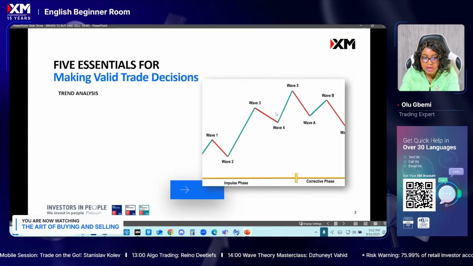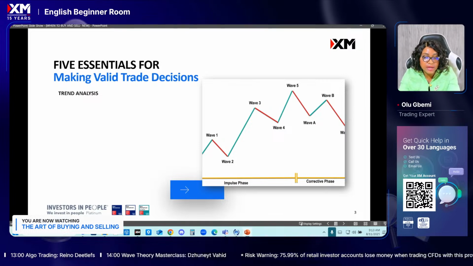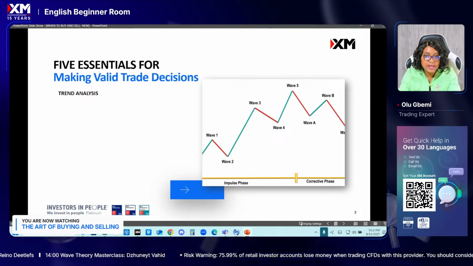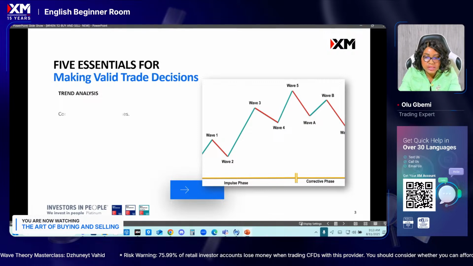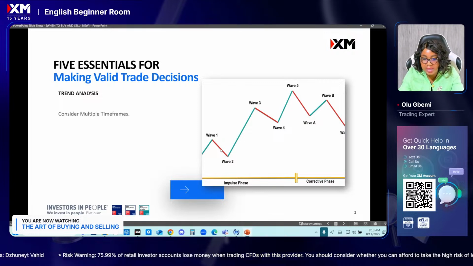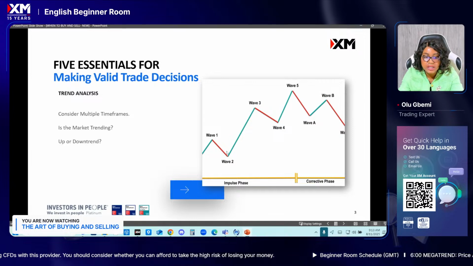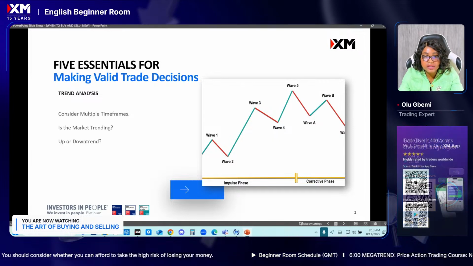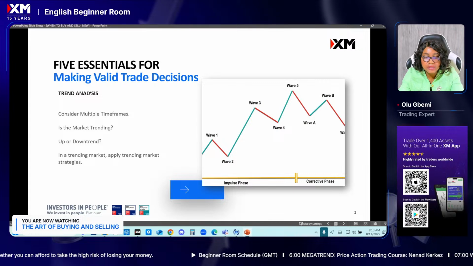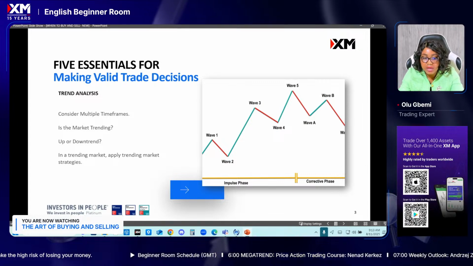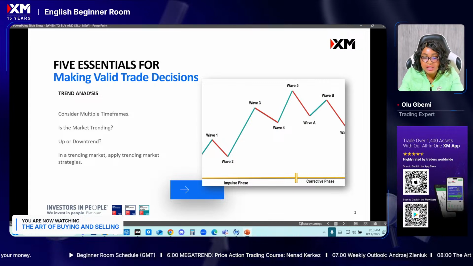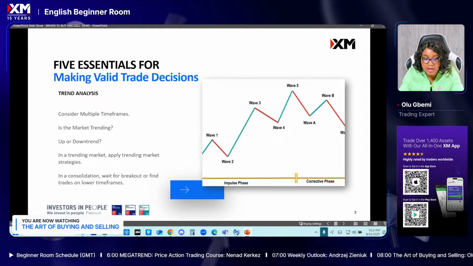So the first thing I'll analyze, after looking at fundamentals and then opening up my chart, is the trend. I want to understand what direction the market is going. And to do this effectively, I'm going to consider multiple time frames, so I'll do multi-time frame analysis. I want to know, is the market trending? If it is trending, is it an uptrend? Is it a downtrend? In a trending market, I want to apply strategies that help me trade a trending market.